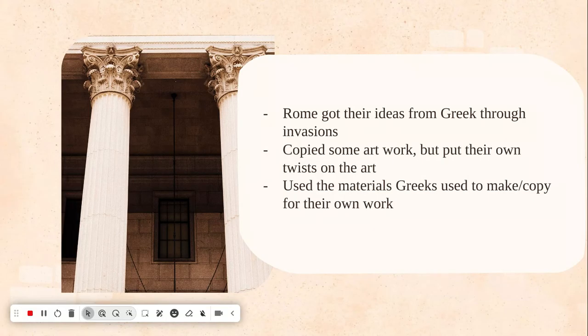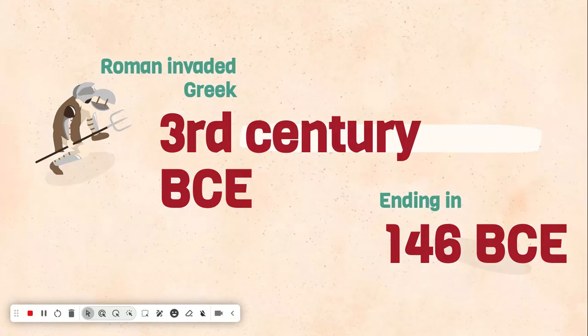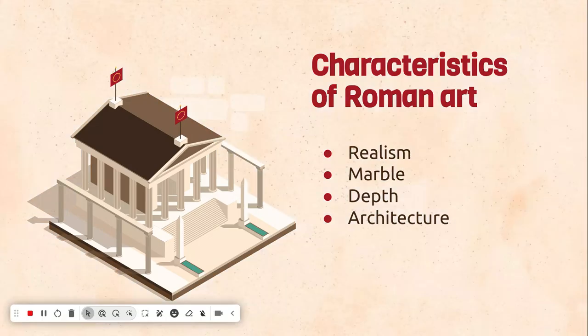And then they used the materials Greeks used to make and copy from their own work. So the Greeks had used materials before Rome did, and Rome wanted to use these materials. Those materials were like marble, which I'll get into more later, and things like techniques. So, as I said before, the Romans invaded Greece in the 3rd century BCE, and it ended in 146 BCE. So, let's go into the characteristics of Roman art.